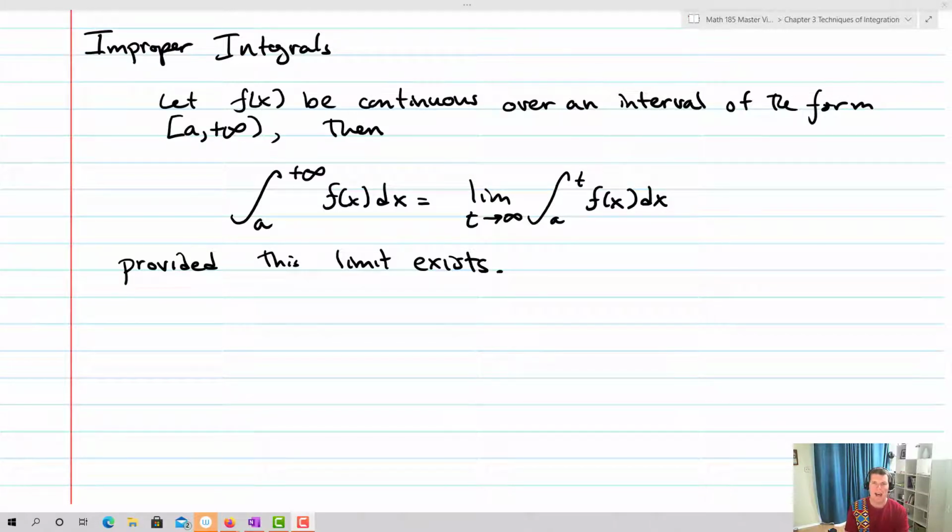And if we can do that, that's going to equal the limit as t goes to infinity of the integral from a to t of f of x dx. Now this t is what we call a dummy variable. What it means to be a dummy variable is that we let it stand in for our value of x. We're going to figure out the integral from a, and then we're going to substitute in t, and then we're going to take the limit as that value of t goes to infinity.